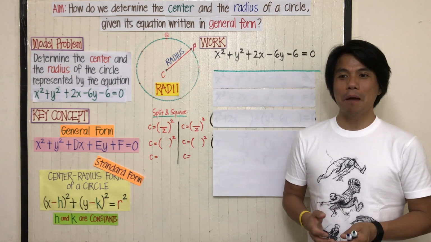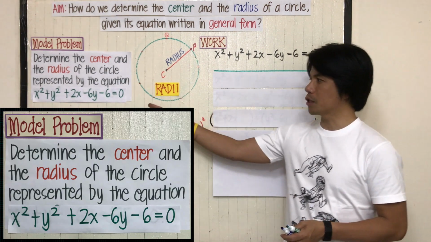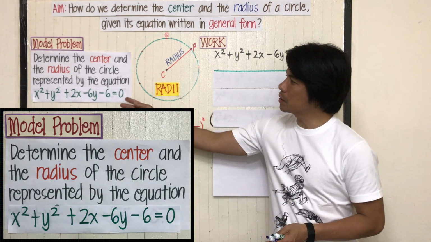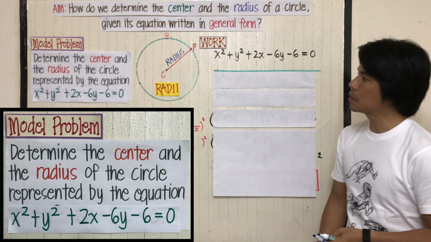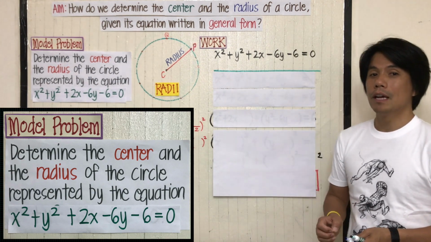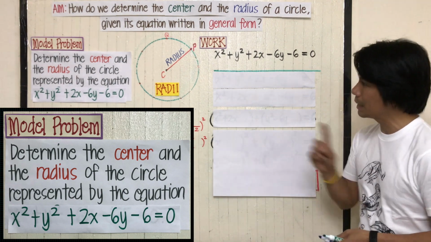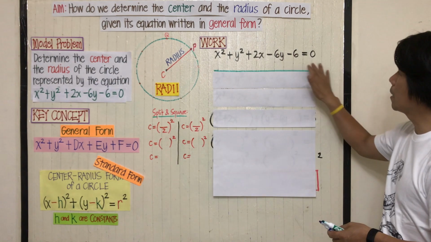As I have promised in the previous video, I'm going to show you the answer to that question. Given the equation x squared plus y squared plus 2x minus 6y minus 6, we need to find out the center and the radius of the circle represented by that equation, and it's right here.